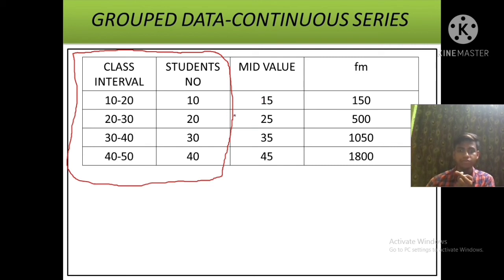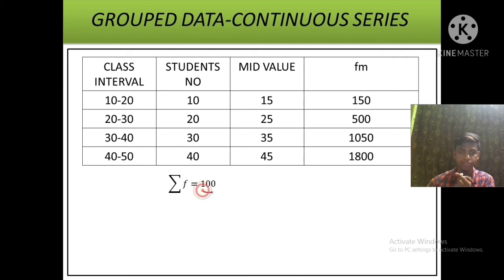Now we have to find the f. Basically the number of students is the f: 10, 20, 30, 40. F is equal to n, the total number of observations. In this group the total number is 10, in this group n is 20, in this group 30, and in this group the total people are 40. If we sum up all the f, we get summation of f, which is 100. Then we multiply f with m.